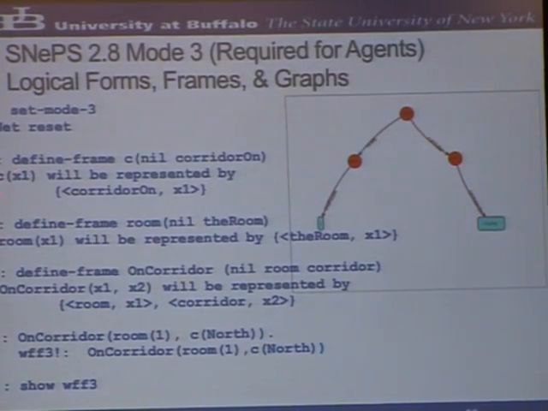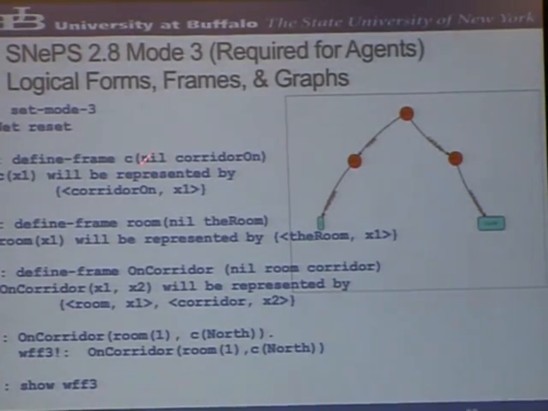And so the system says, okay, C of X1 will be represented by this structure, which is a set of pairs, slot name and fillers: corridor on X1. And define the frame room. Again, we won't store room, just the room slot. It says room X1 will be represented by room X1, with room and corridor as the two arguments. So on corridor X1, X2 will be represented by room to X1, corridor to X2. Then I make this assertion and ask it to show a graph of it, and this is what's drawn. Notice it's simpler.